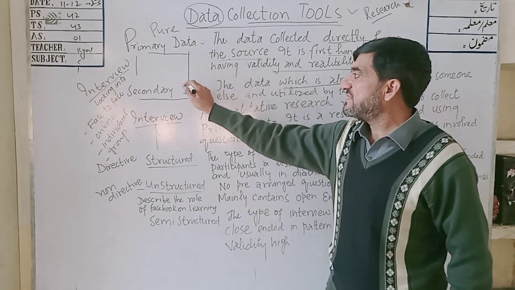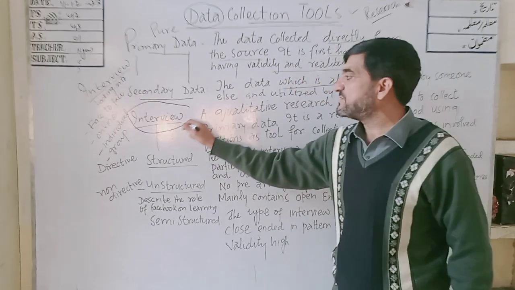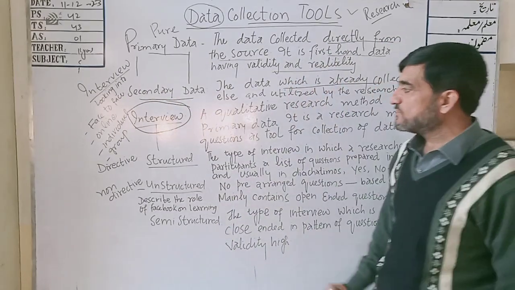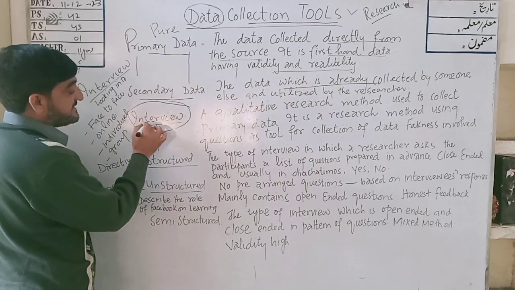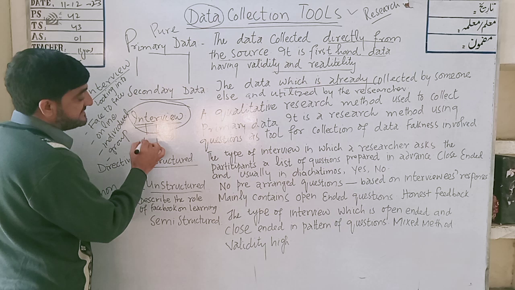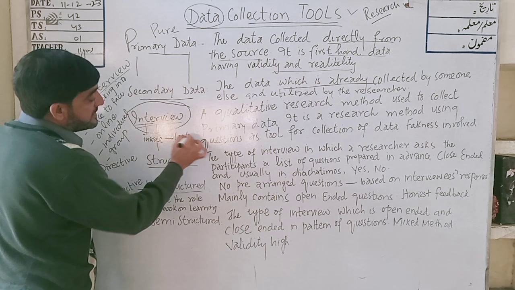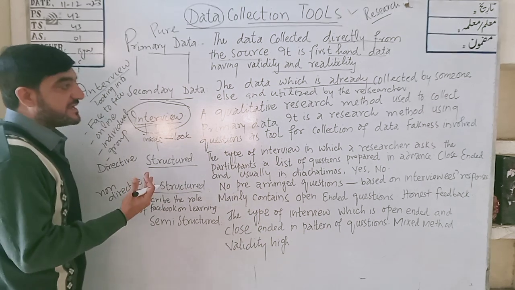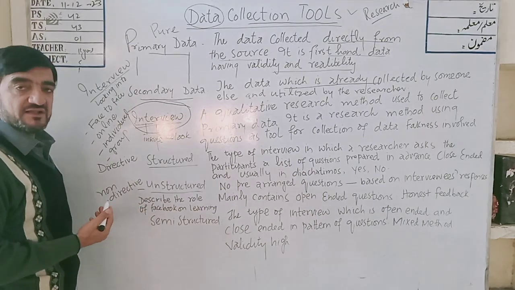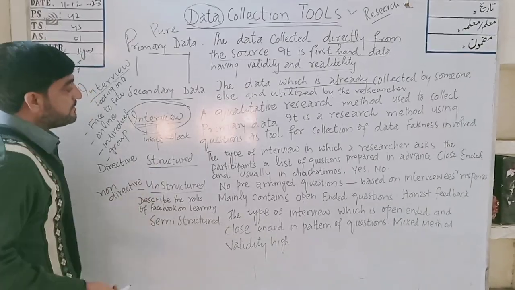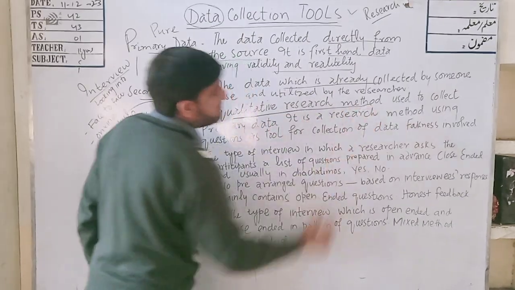For data collection, various types of tools are used, and out of those tools, one is called interview. Interview is the process, as it is clear, inter means inside and view means look. So the process of looking into the mind of a person is called interview. Interview is a qualitative research method.